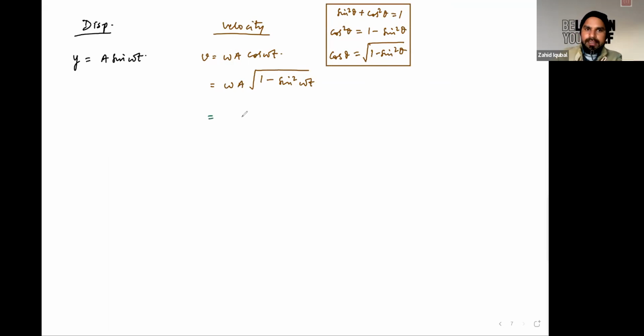Now move this A inside of this particular root. So it will become A square. So on multiplying with first part 1, it will be A square, and with second part sine square omega t, it will become A sine omega t whole square. Now this expression A times sine omega t is nothing but y. So we may write it as omega times root under A square minus y square is equals to velocity.